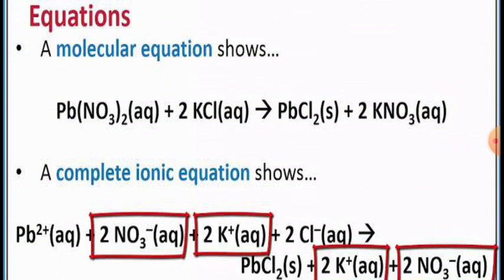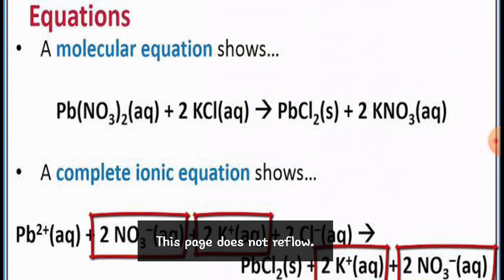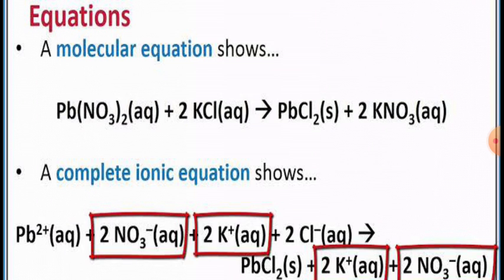Here are some examples of a molecular equation and an ionic equation. A molecular equation shows the reactants, meaning the reacting compounds, and the products, meaning the compounds which we obtained after the chemical reaction. In this case, you can see lead nitrate is going to react with potassium chloride and form the new compounds lead chloride and potassium nitrate.